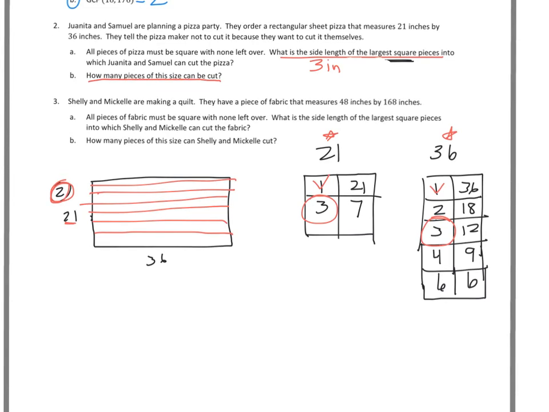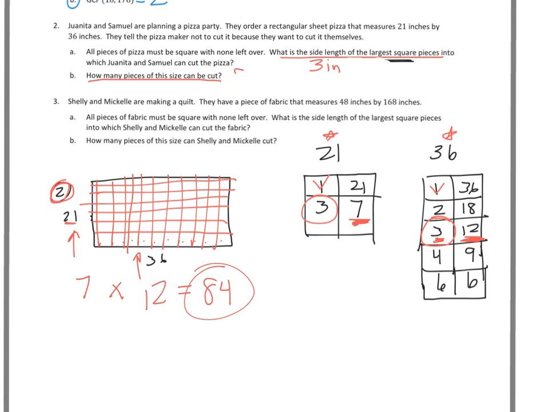And then for 36, I have to cut it by 3s, and I know that I'm going to make 12, because that's where I got the 7 from for 21. So how many different 3-inch pieces can I make? I can make 12 going this way, so I'm going to do that. So I have 1, 2, 3, 4, 5, 6, 7, 8, 9, 10, 11, 12. So I could count all of those, but I know that I have 7 on this side and 12 on this side. All I have to do is multiply to get 84. That's how many pieces of this size can be cut.